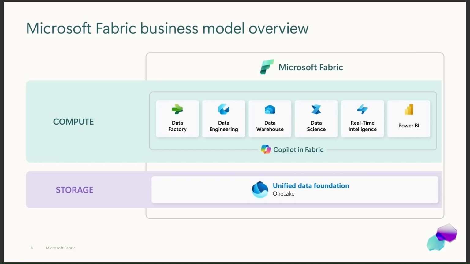Fabric works on two main ideas: compute and storage. Compute is your processing power, the engine that runs your analytics. Storage is where all your data lives inside something called OneLake. The beauty of Fabric is that everything shares the same foundation, so it's simpler to manage and scale as your organization grows.